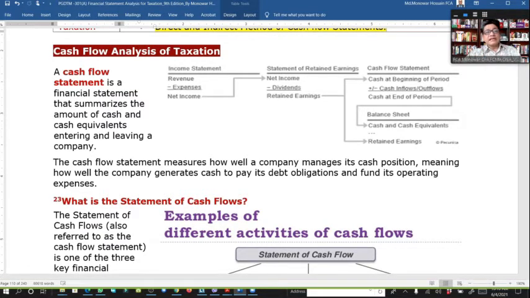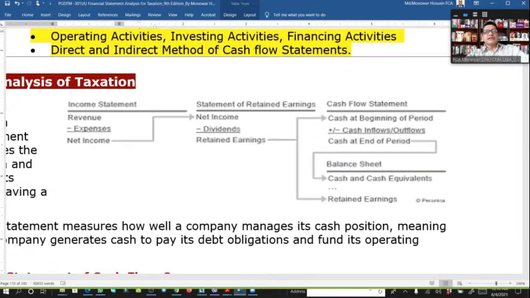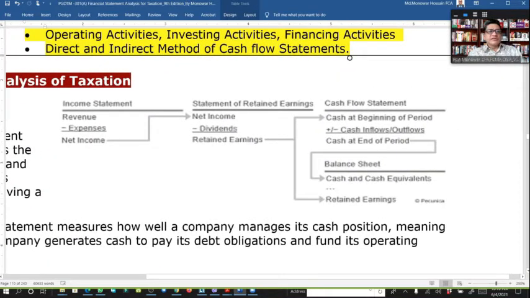of cash and cash equivalents entering, that means cash inflow and outflow is the summation. So here we can see from the income statement, our revenue, if we minus the expense, then we'll get net income. And from that net income, in the statement of retained earnings, after the tax, if we distribute dividends, then the rest goes to the retained earnings. The owners of the retained earnings are the total equity participants, or equity shareholders, or ordinary shareholders. They are the real owners of the company.